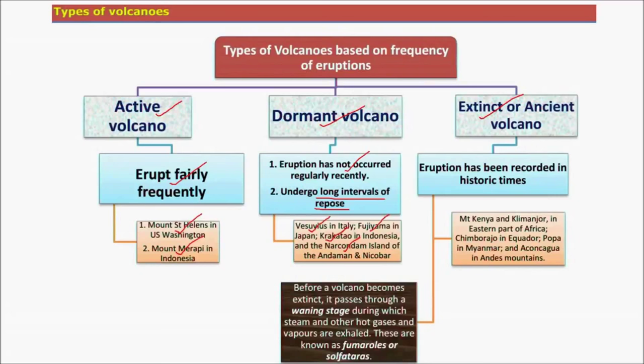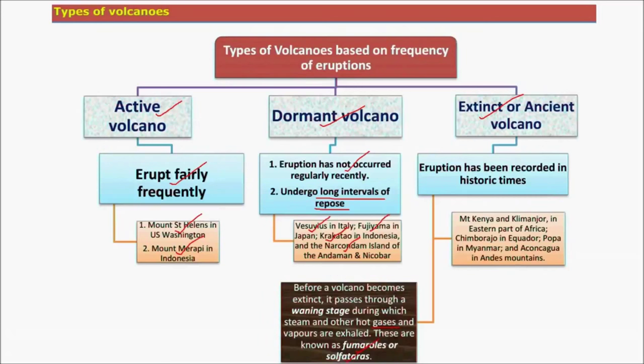And when we come to extinct or ancient volcanoes, eruptions in these kinds of volcanoes are not observed in the recent 10,000 years or more. So they are fairly dormant for a long period of time, and they are said to be extinct. And before reaching an extinction stage, they throw out huge amounts of gases and dust, which are called fumaroles and solfataras.